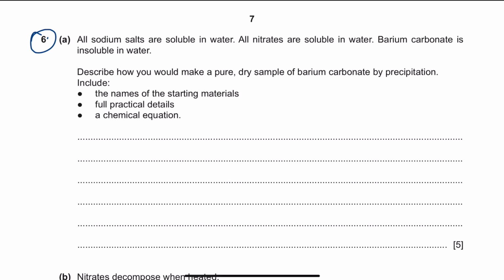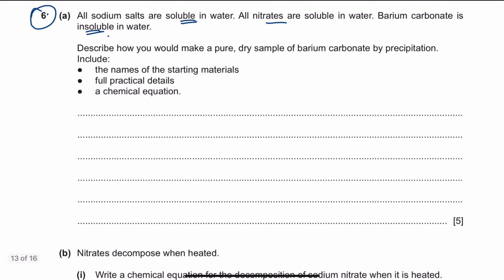This is the question from May-June 2018, question 6. All sodium salts are soluble in water. All nitrates are soluble in water. Barium carbonate is insoluble in water. Describe how you would make a pure, dry sample of barium carbonate by precipitation.